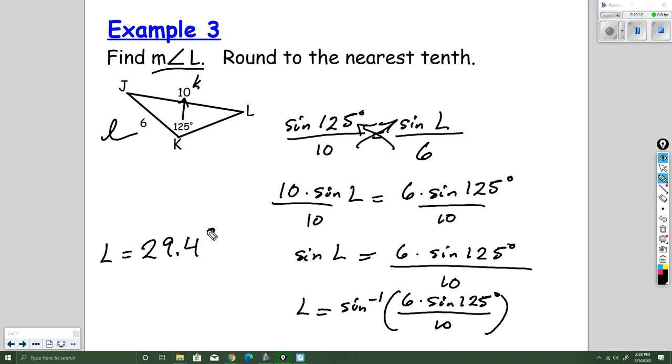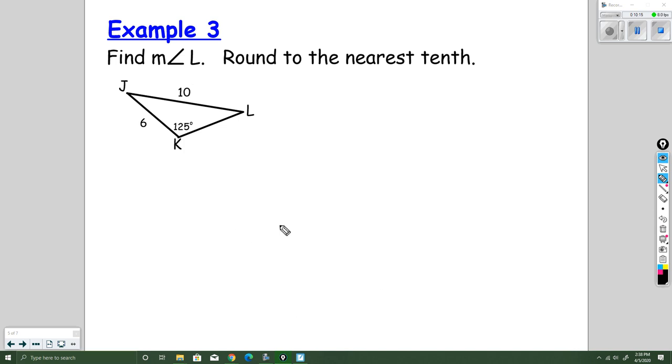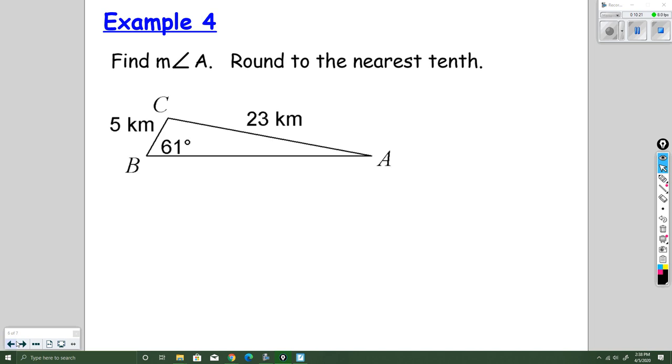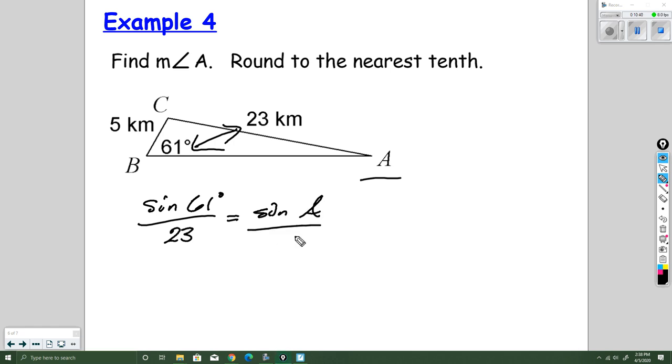Next one, we're going to find another angle measure. I'm going to clear the board again. Once again, we've got an angle on its opposite side. In this case, we're going to find angle A, and we do have that opposite side. So we can set up sine of B over side B equals sine of angle A over side A, and then we can cross multiply. So we have 23 times sine of A equals 5 times sine of 61 degrees.